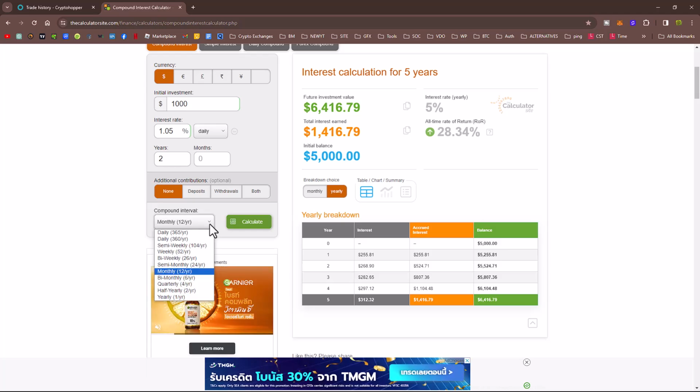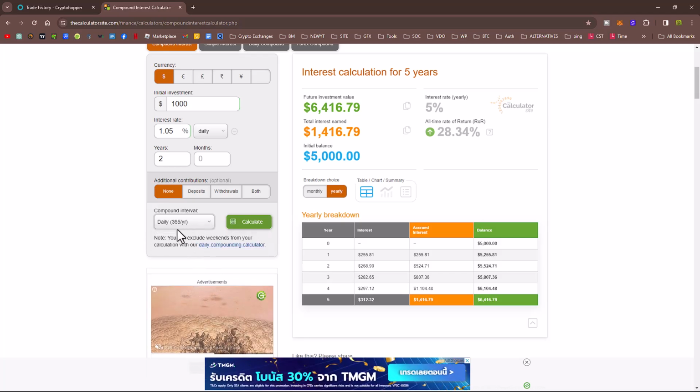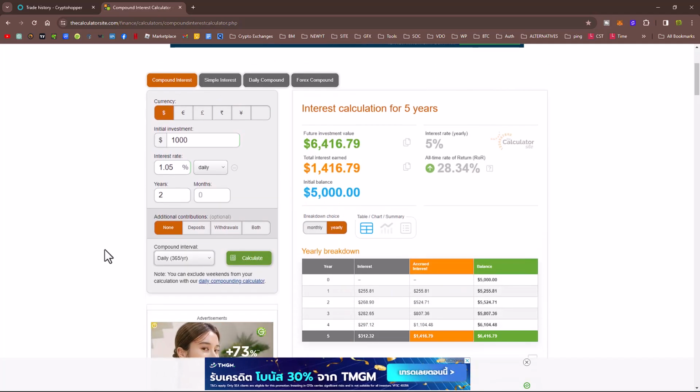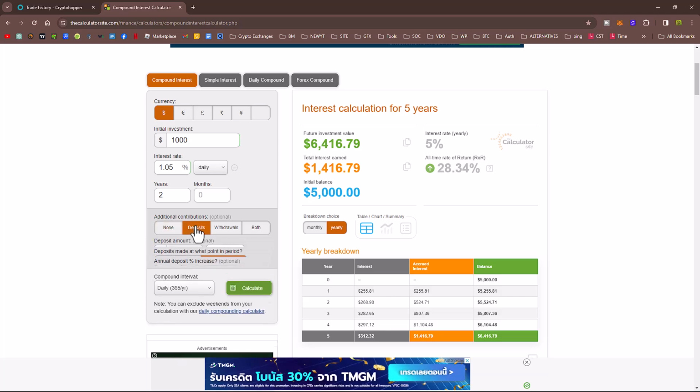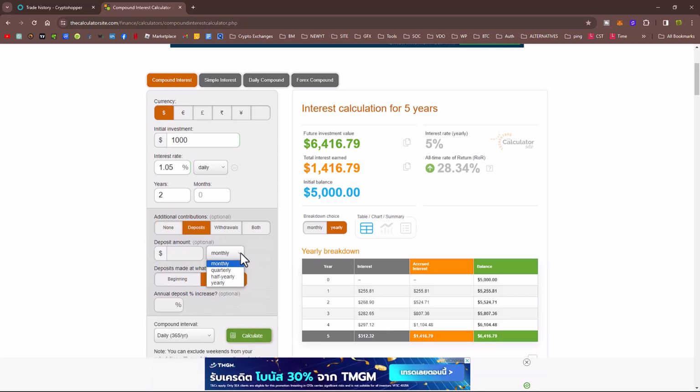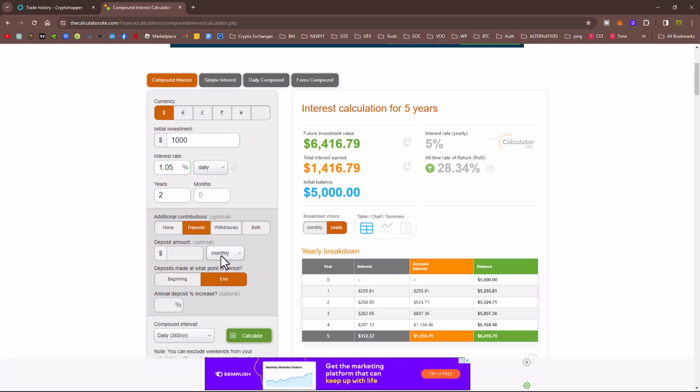Compound interval. Alright, it's going to be daily, 365 days a year, because crypto never sleeps, yeah? Even goes on Christmas Day, New Year's Day, New Year's Eve, everything. Alright, so 2 years, we're going to add a deposit of, and look, you can put monthly, quarterly, half yearly. I'm not sure why they don't have weeks actually, but that might be a good option to have. However, monthly will do, because most people get paid monthly, don't they?